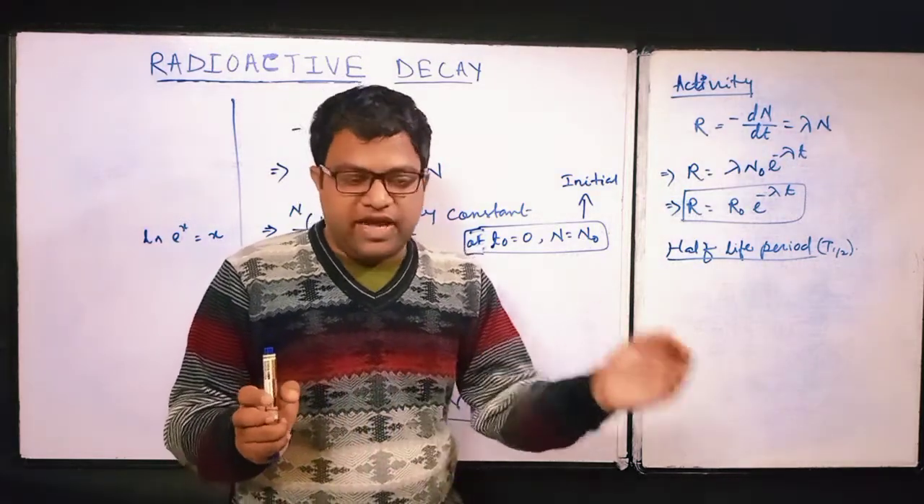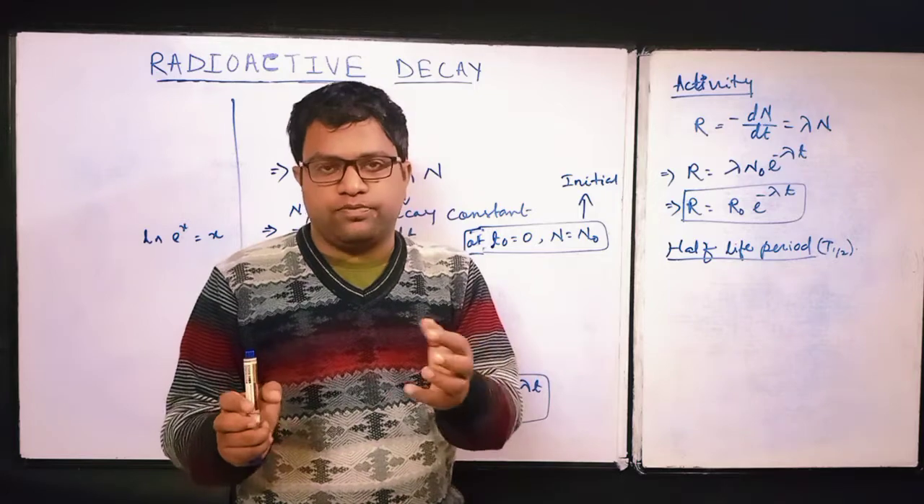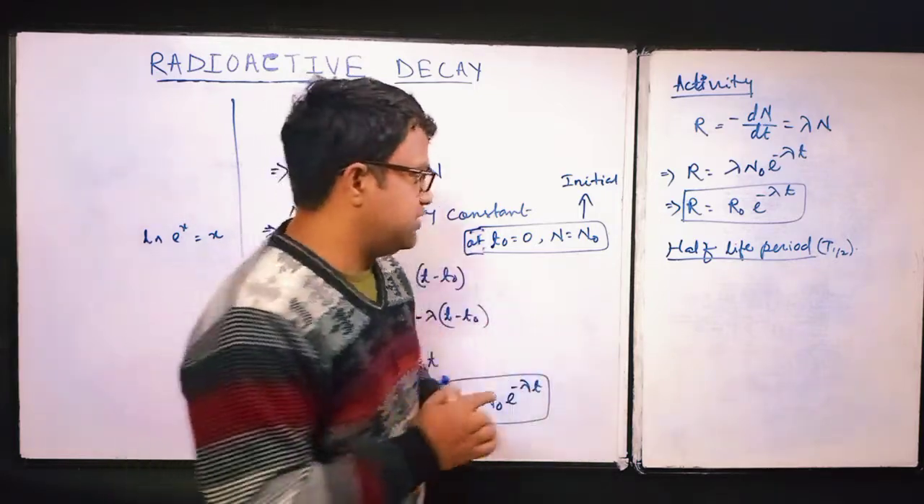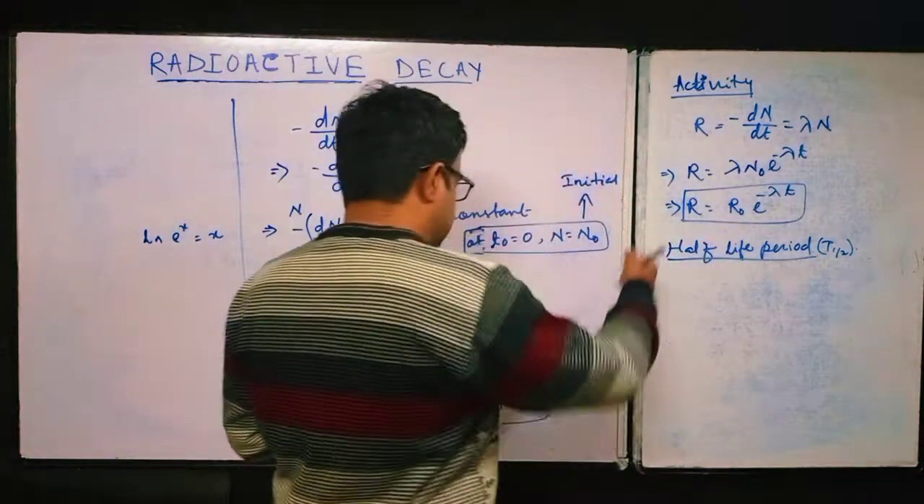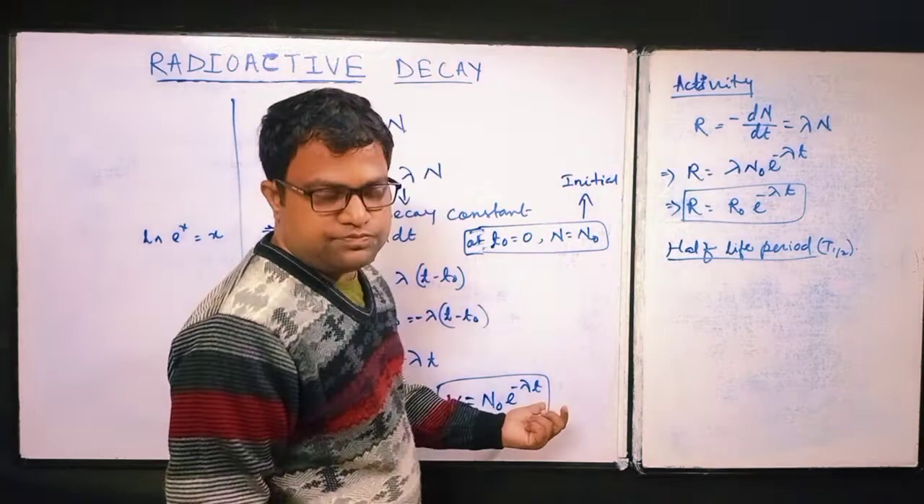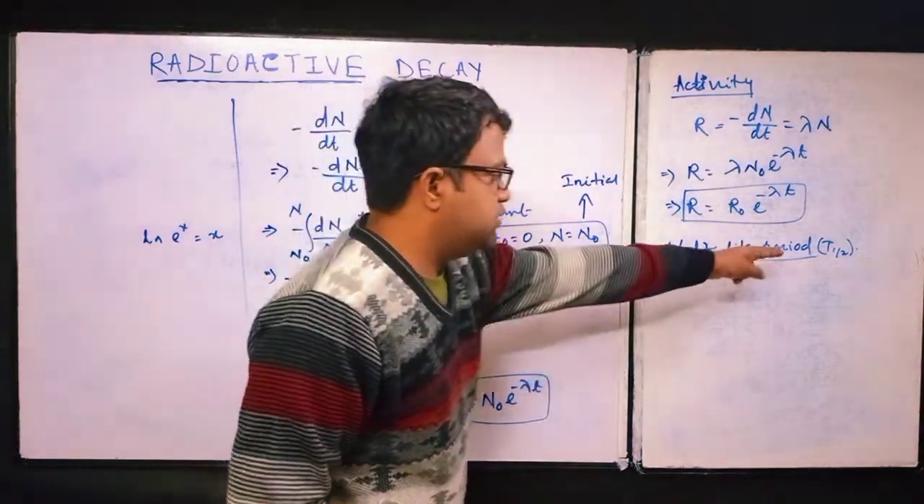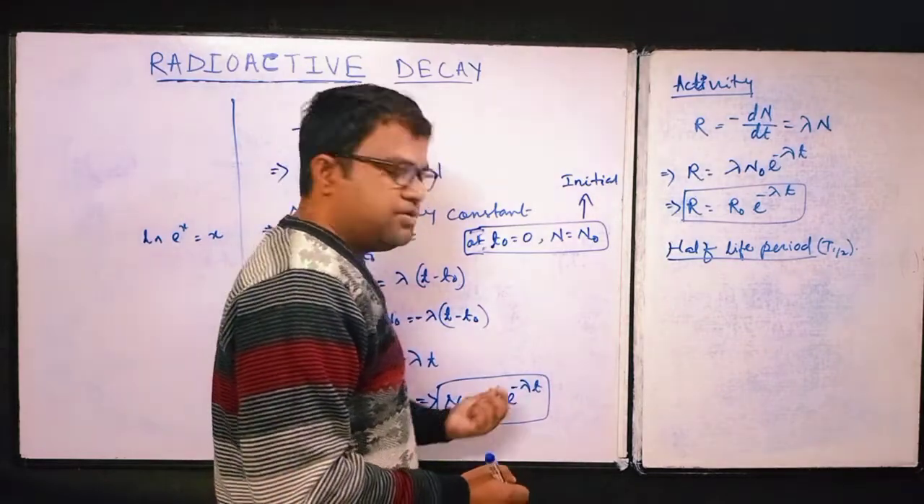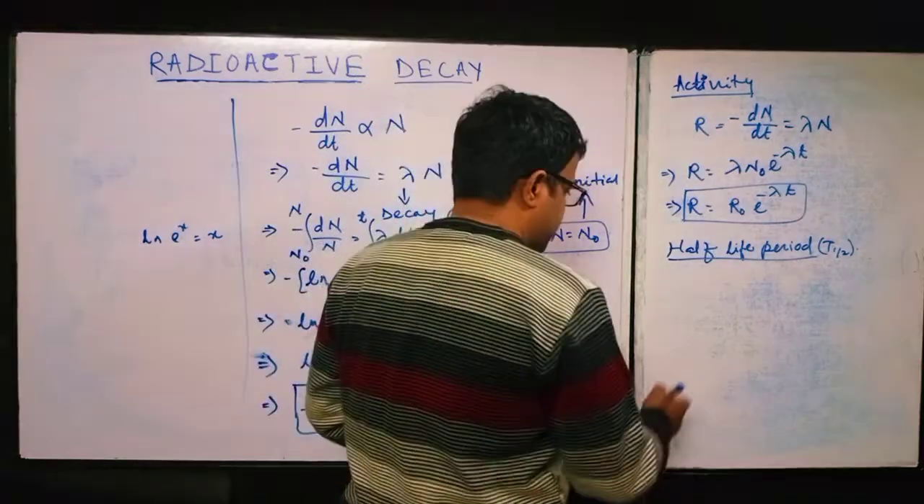So the time it took for this much disintegration is called the half-life period. Basically, you can use either R or N, either equation. So N will become N by 2 when your time will be t half-life period. Your N will become N0 by 2.